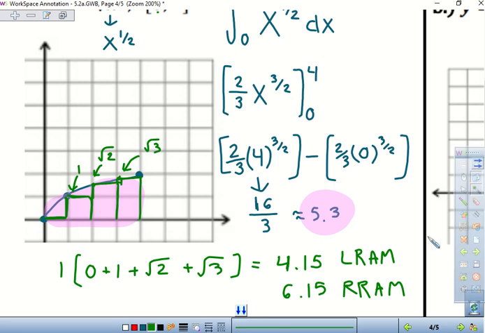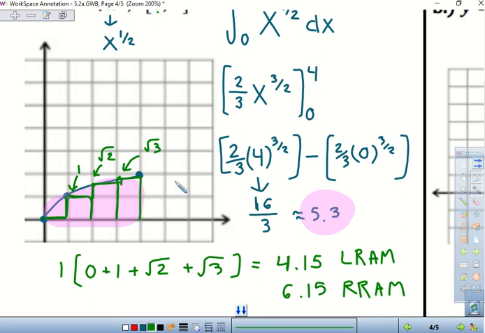So what do you notice about, this is the actual exact area. What do you notice about that value? It's in between because, do you notice what this function is doing? Is it increasing or decreasing? It's increasing. When a function's increasing, LRAM is an underapproximation. When the function is increasing, RRAM is an overapproximation, and our value must fall somewhere in the middle.